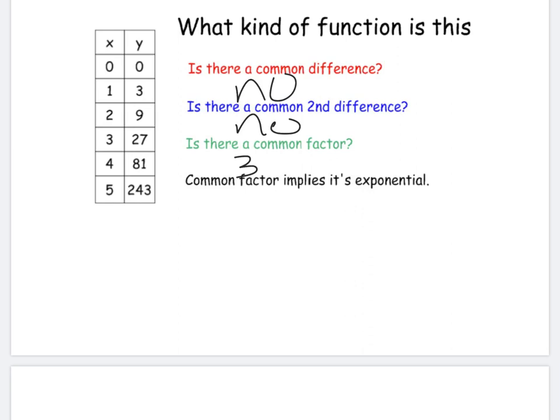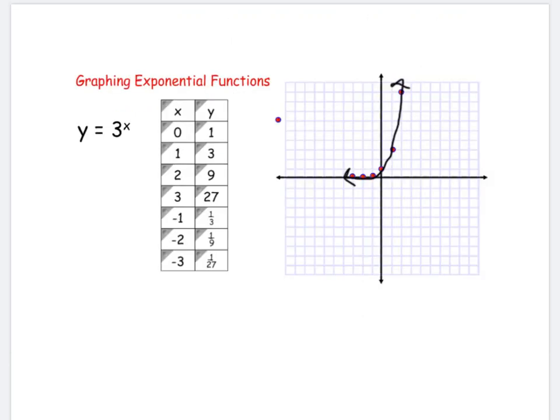Another way to look at it being exponential is that you look at your numbers and they're increasing very rapidly. We're starting at 0, and then after 5 numbers, we're all the way up to 243. So those numbers are increasing quite rapidly, and that usually implies that it's an exponential function as well. Checking the fact, though, that you have a common factor. And this is an example of an exponential function that's graphed because remember, it makes a curve.